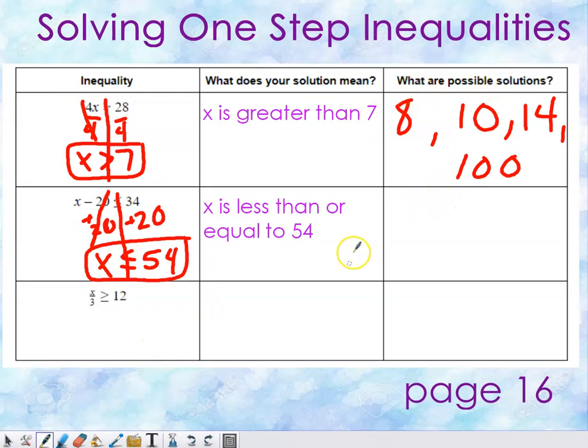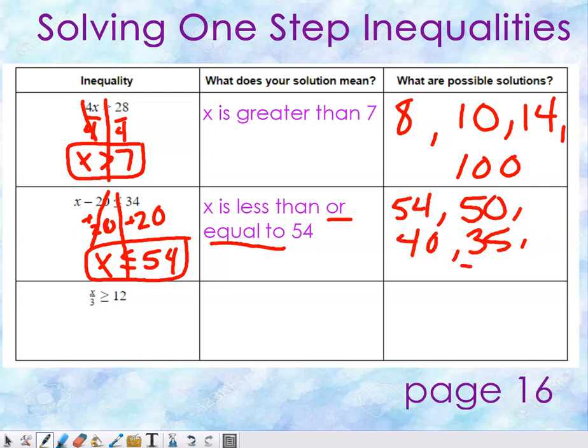And what are possible solutions? So if x is less than or equal to 54, that means x can be 54 or anything less. So 50, 40, 35. You can even go in the negatives, like -2. Anything less than or equal to 54.